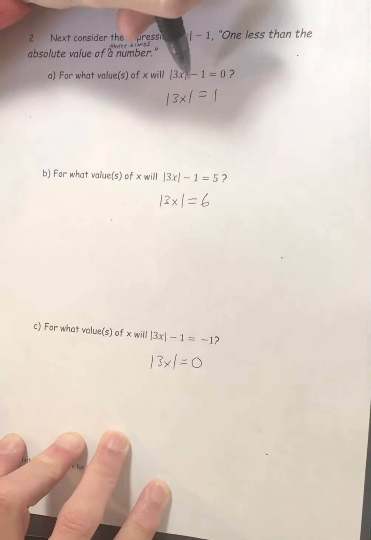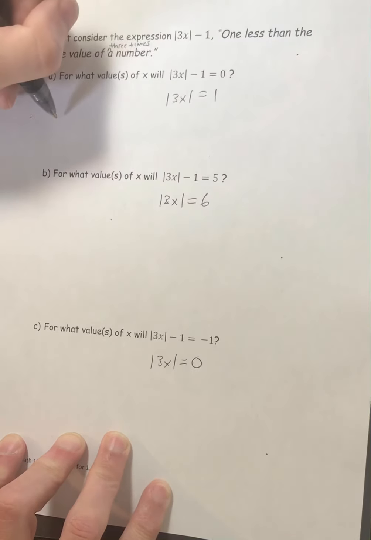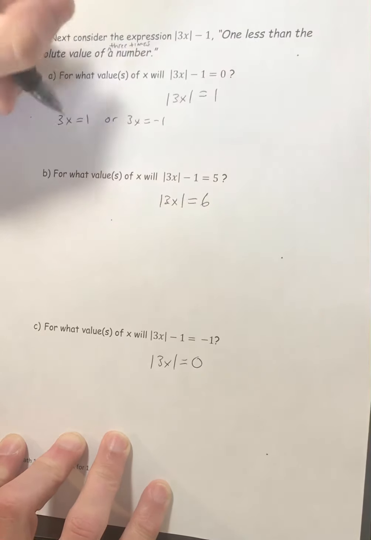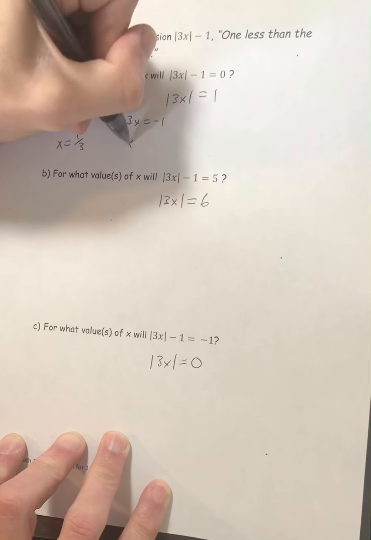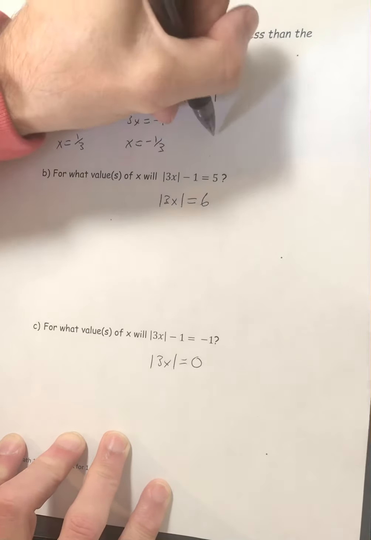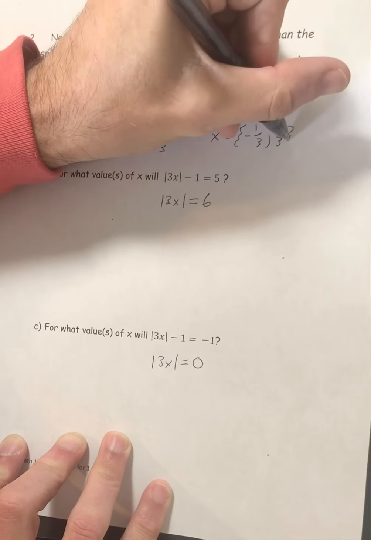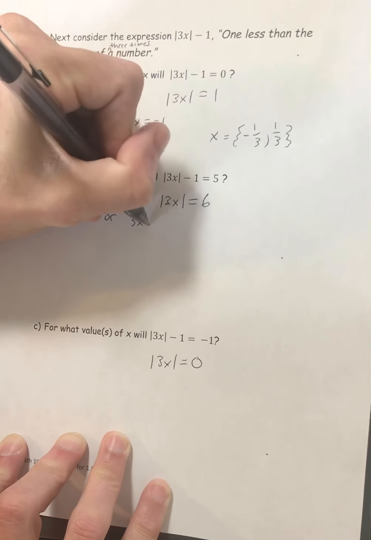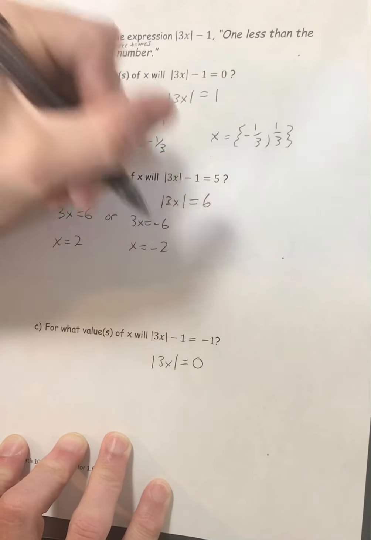Okay, because in order to split it up, we want just the absolute value by itself. So isolate the absolute value first, and then you split it up. So I get 3x equals 1, or 3x equals minus 1. So here, divide by 3, x is a third, or x is minus 1/3. Same thing here, 3x equals 6, or 3x equals minus 6. So x equals 2, or x equals minus 2.